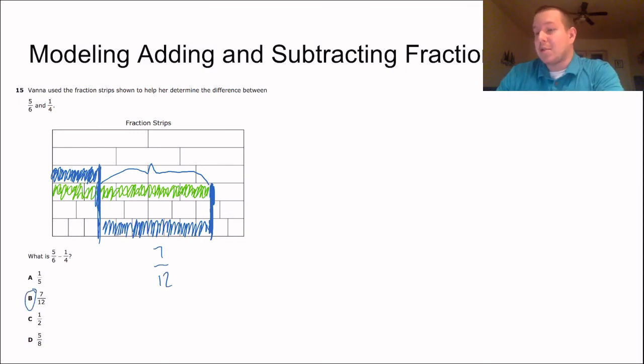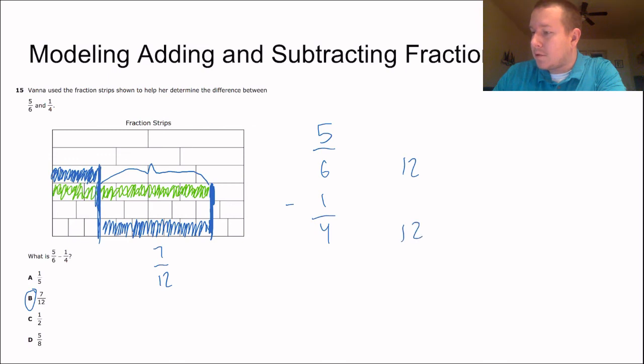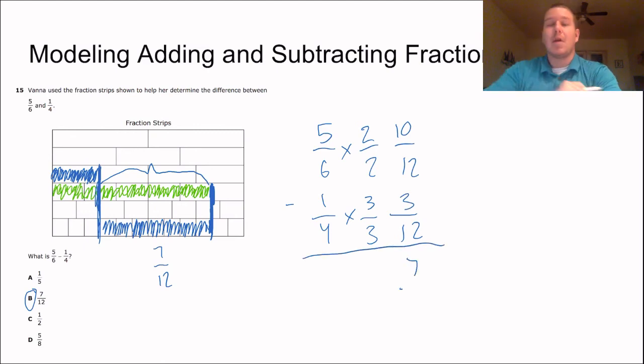And we could even double check it by using our adding and subtracting fractions. So 5/6 minus 1/4. The common denominator would be 12. To get to 12, we would multiply 2 over 2. To get to 12 over here, we'd multiply 3 over 3. And that would get us 10, and that would get us 3. When we subtract this, that will give us 7/12.